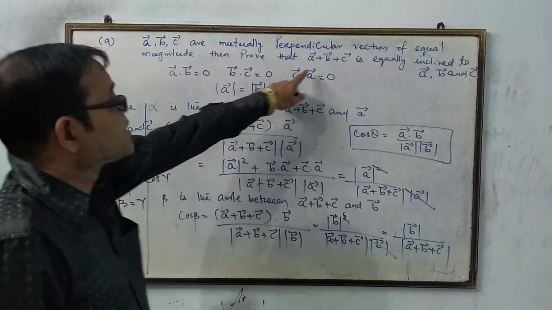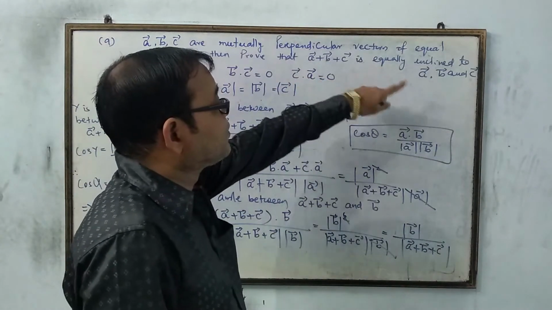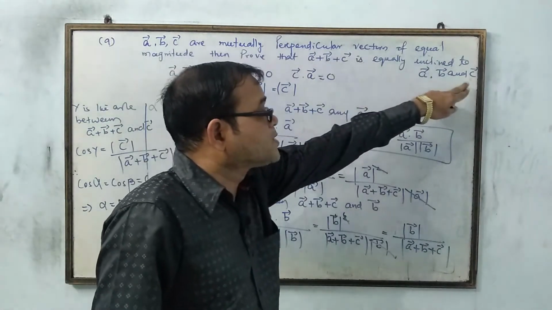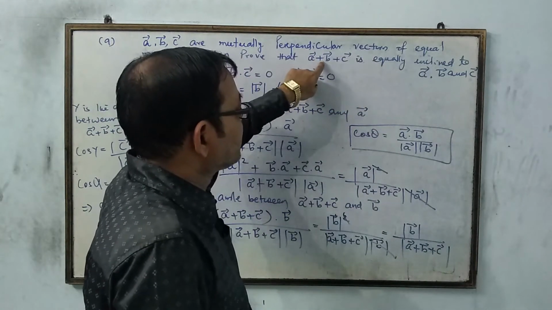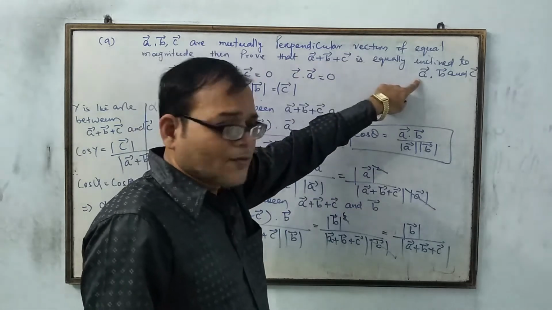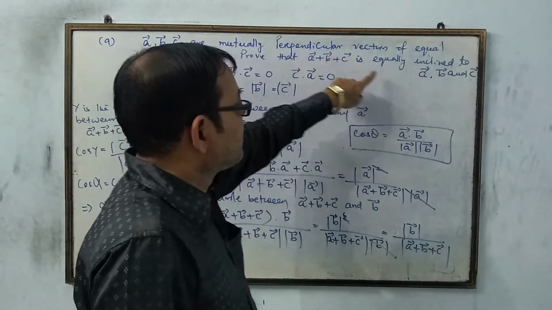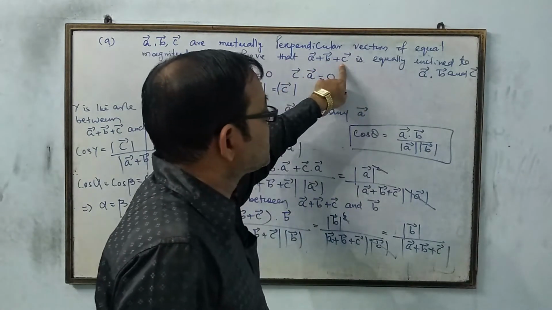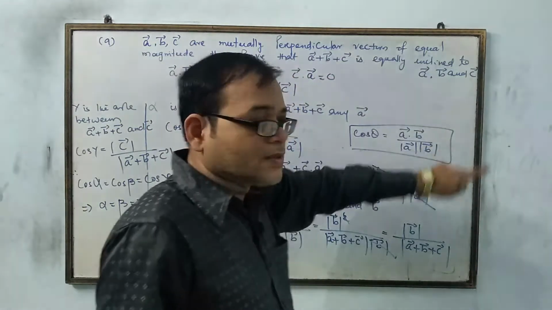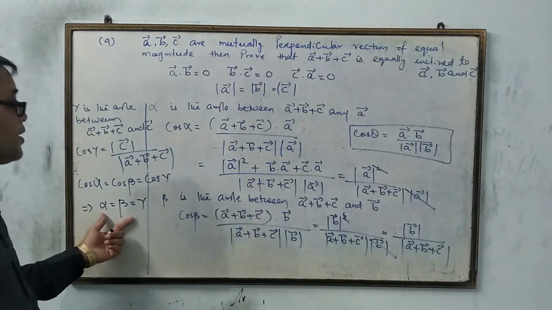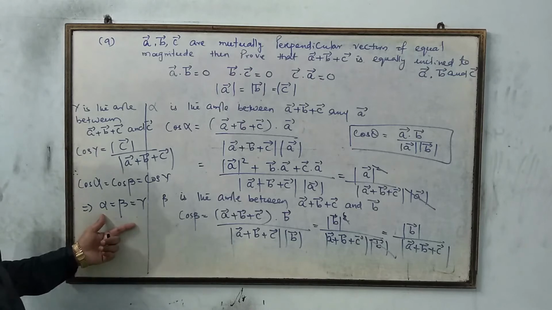That is, A plus B plus C is equally inclined to A, B and C. The angle between A plus B plus C and A is alpha, with B it is beta, and with C it is gamma. Therefore alpha equals beta equals gamma. It's proved.